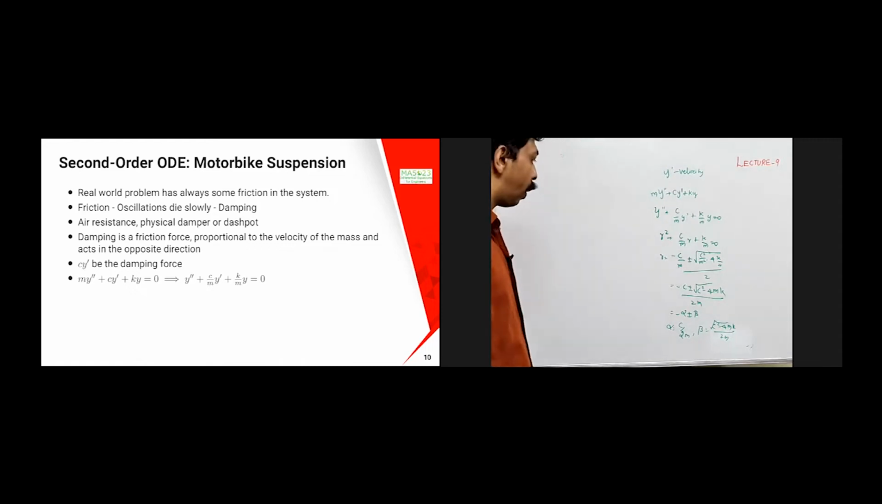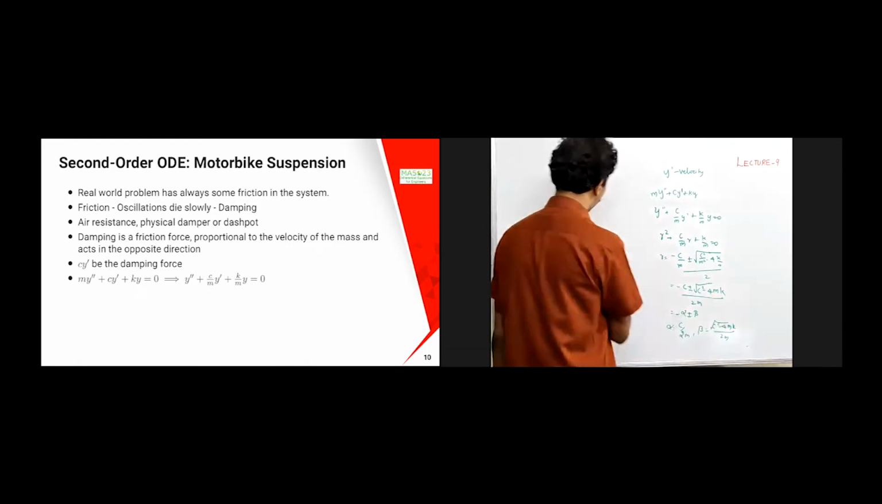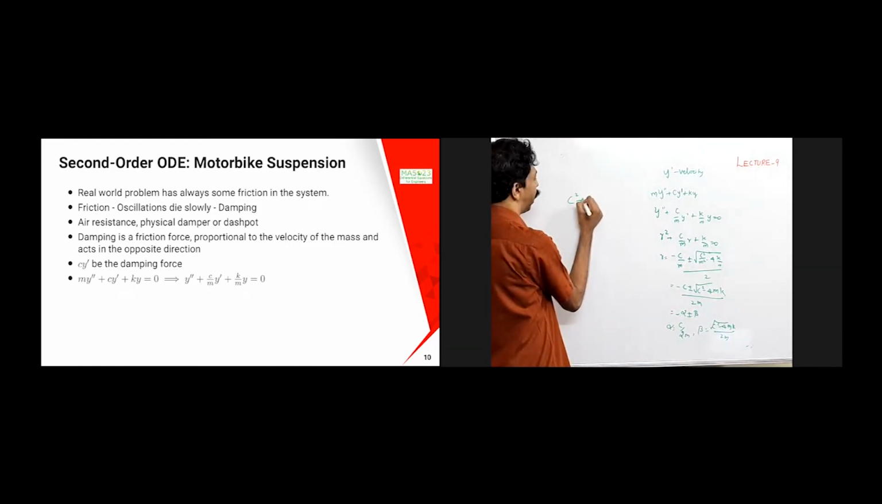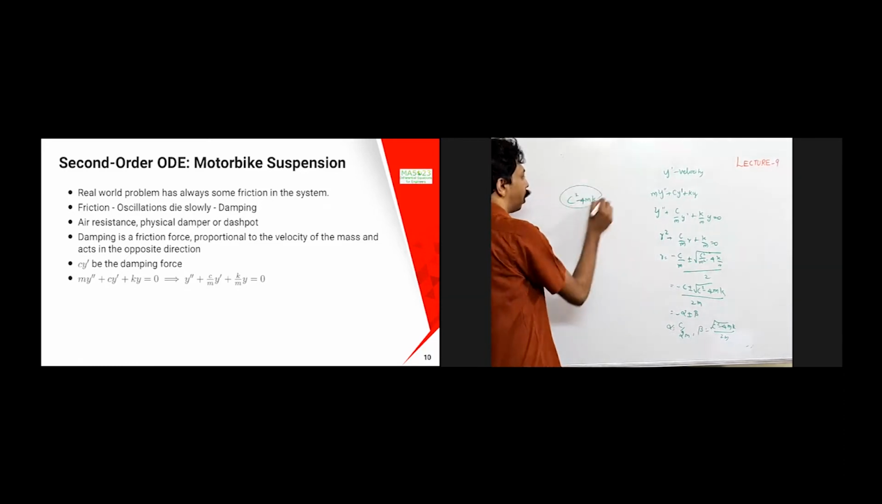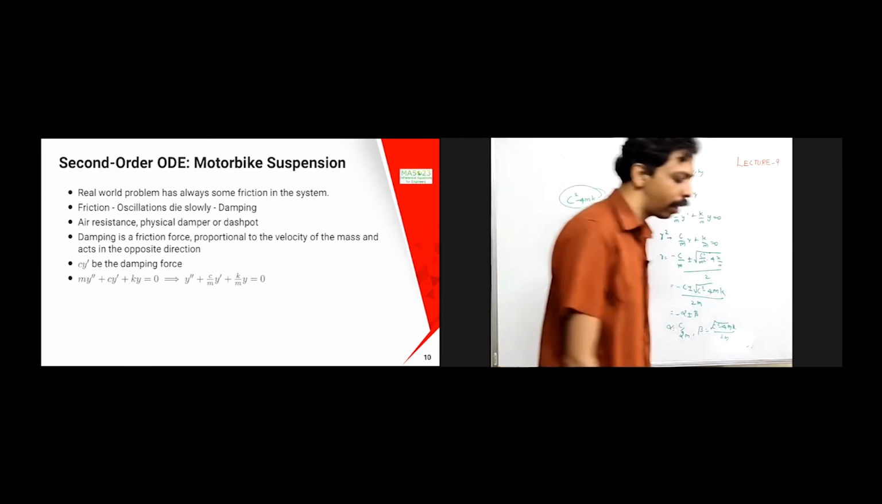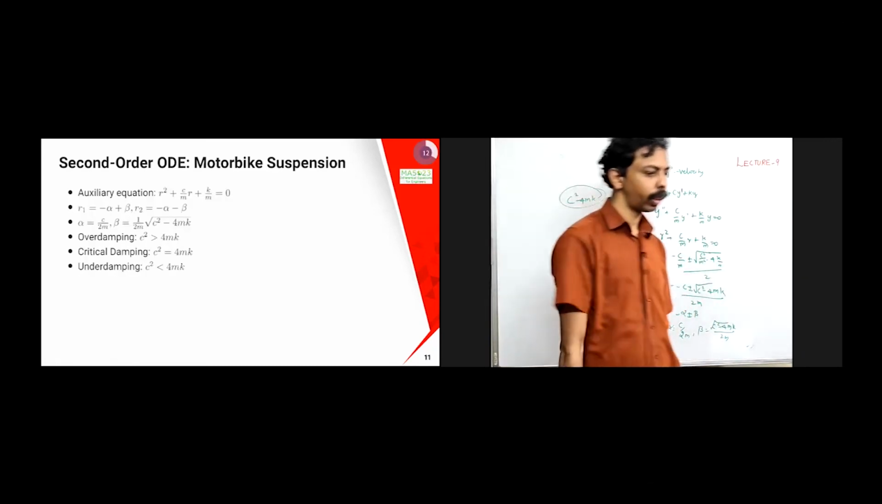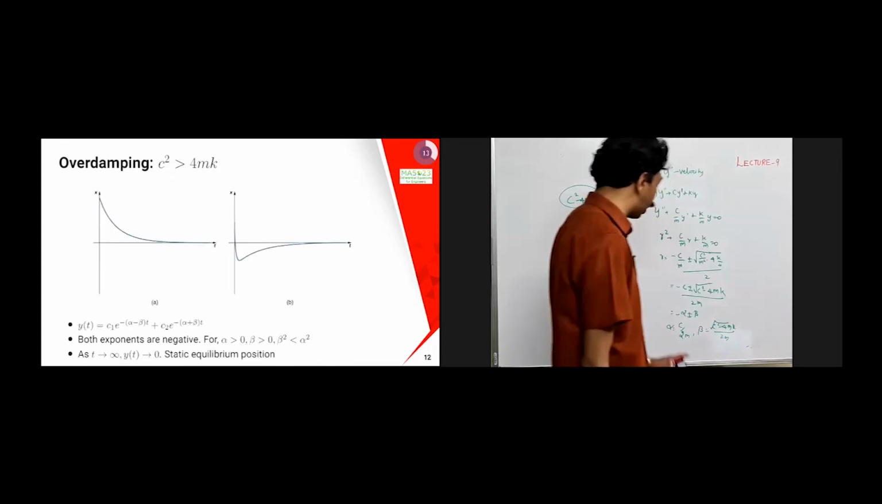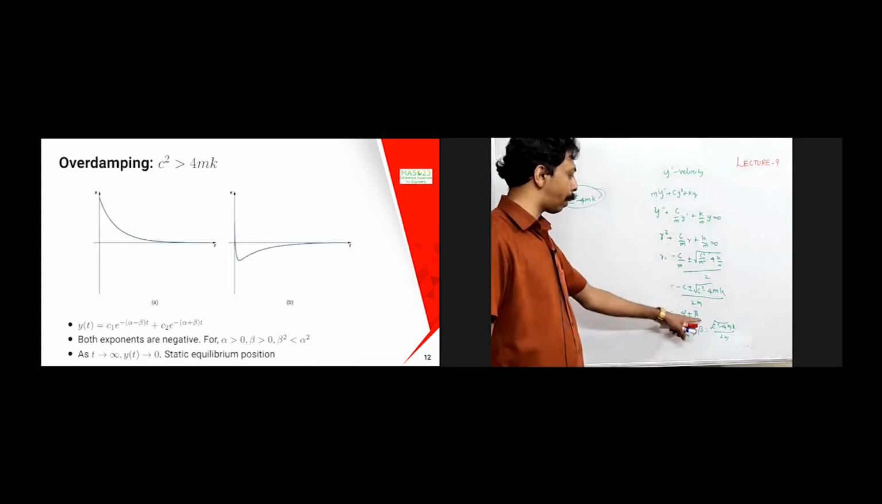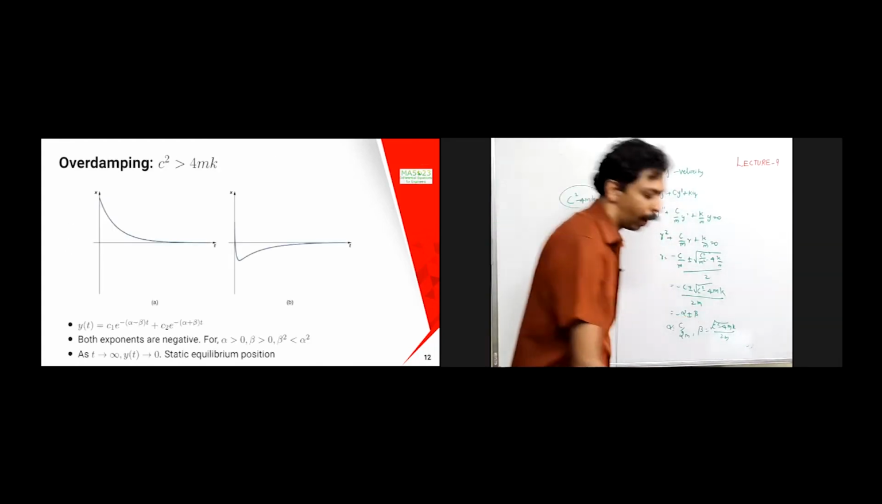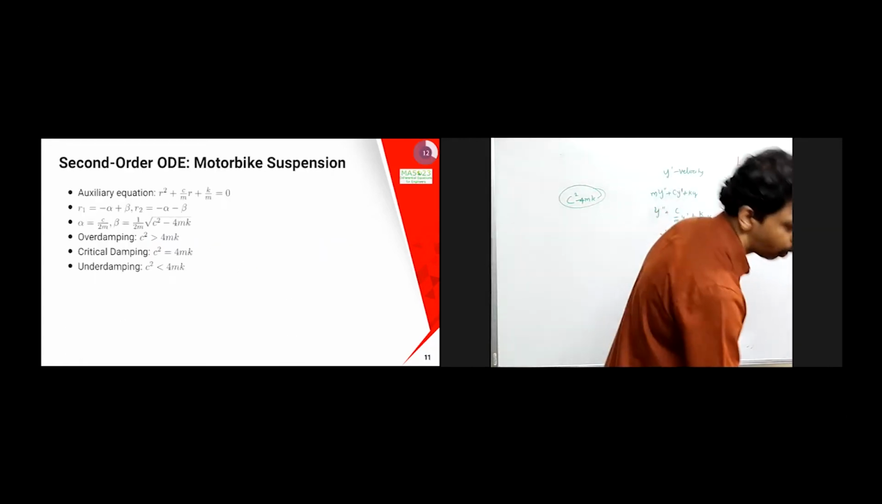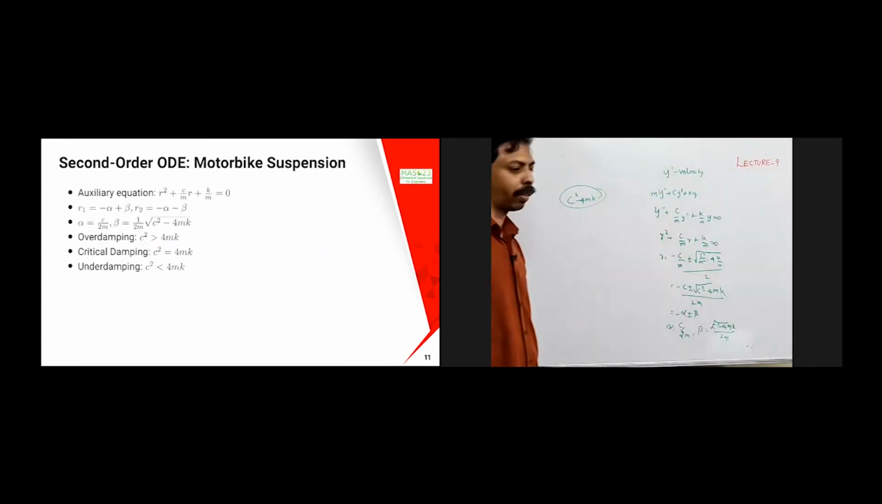So this is the one which I have. Now I have this term, c square minus 4mk. This is the term I'm going to discuss, which is called the discriminant. Depending on the discriminant, our roots are going to change, and that's what we are going to discuss now. You will get two roots here: one is minus alpha plus beta, and the other is minus alpha minus beta.